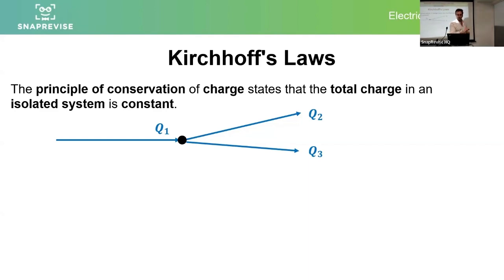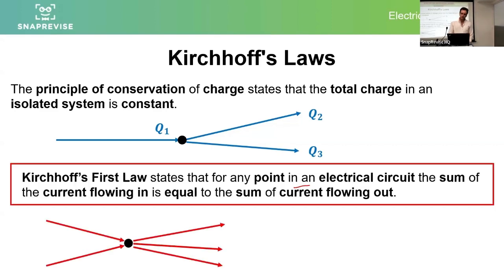If I have a junction in my circuit, all the electrons going into it have to equal the electrons coming out of it. That is Kirchoff's law, essentially. It's just conservation of charge in application. So for any point in an electrical circuit, any junction, the sum of current flowing in is equal to the sum of current flowing out.